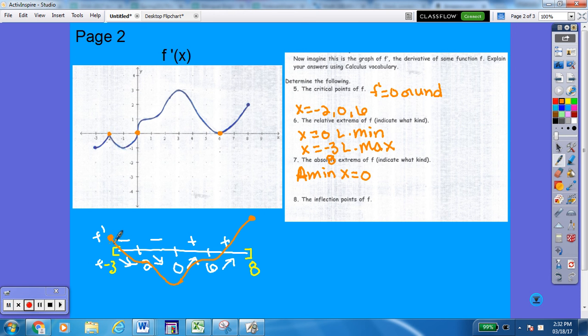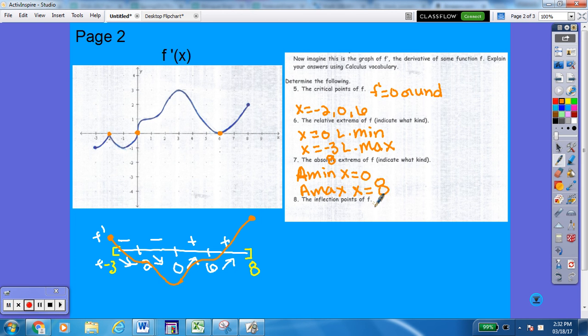So what that tells you, it's basically like saying, hey, the function takes 3 steps down and then 8 steps up. So clearly, if you go down 3 steps and then up 8 steps, you're going to end up higher than where you started. So think about it as steps, going down 3, going up 8. Well, what that's going to mean is that we went up longer than we went down. So we have an absolute max at x equals 8.